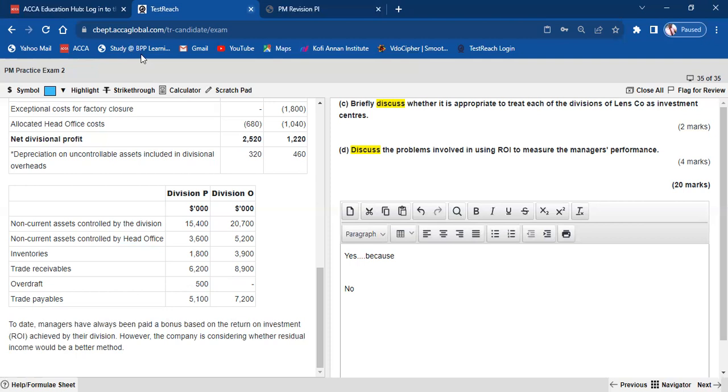Somebody's in the chat box. ROI will lead to unprofessional behaviors by managers. All right, you've got to explain that in the exams. How? What is unprofessional behavior? They may start behaving unethically and intentionally manipulate profit results so that the ROI will look better.